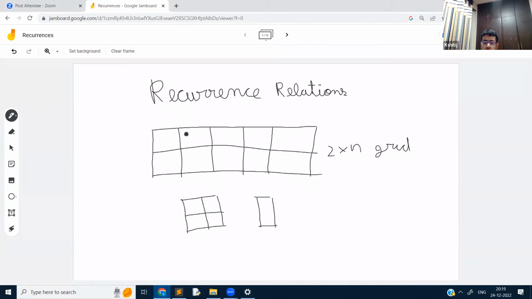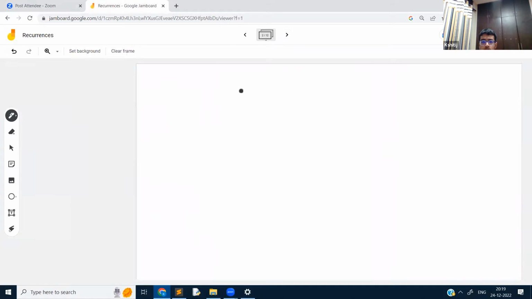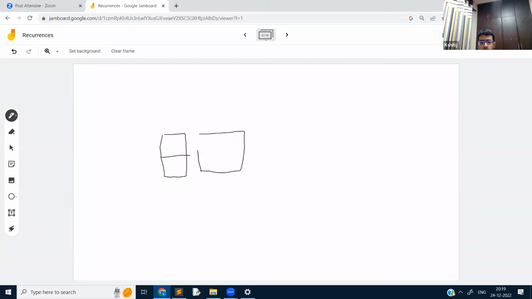So suppose n equal to 3. In that case, there are these many ways. I will show all the cases. We can tile the first column using a 1 by 2 domino, and the second and third column with a 2 by 2 domino.